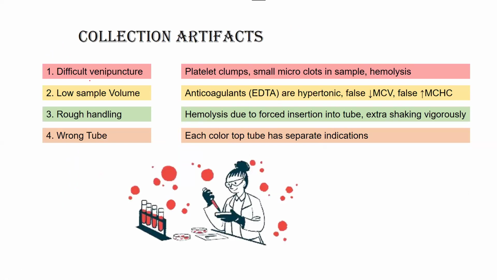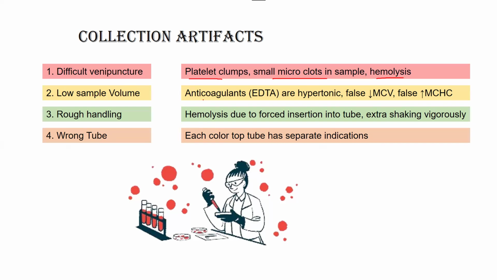Next are collection artifacts. First thing is difficult venipuncture. Like you are a beginner, you are a student, and you are collecting the blood sample, and you do not have a good skill. So you are inserting and reinserting the needle in the blood vessel, and because of that, platelets will clump. If the lab checks the platelet count, it is definitely going to be lower because platelets are already clumped. There will be micro clots in the sample, and there is going to be hemolysis in the sample. So you need good skills.